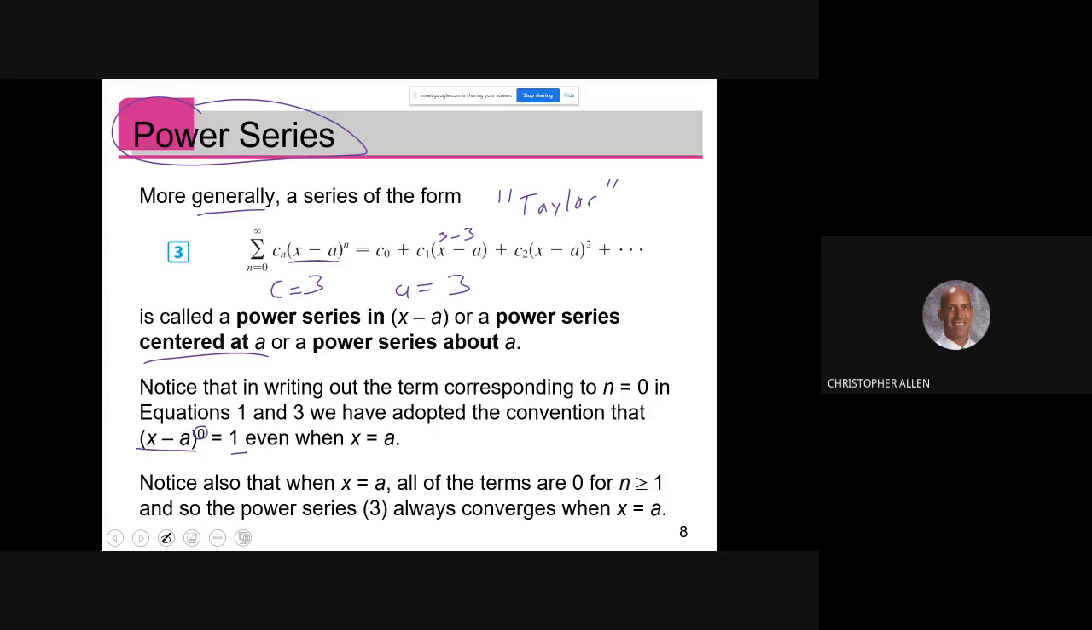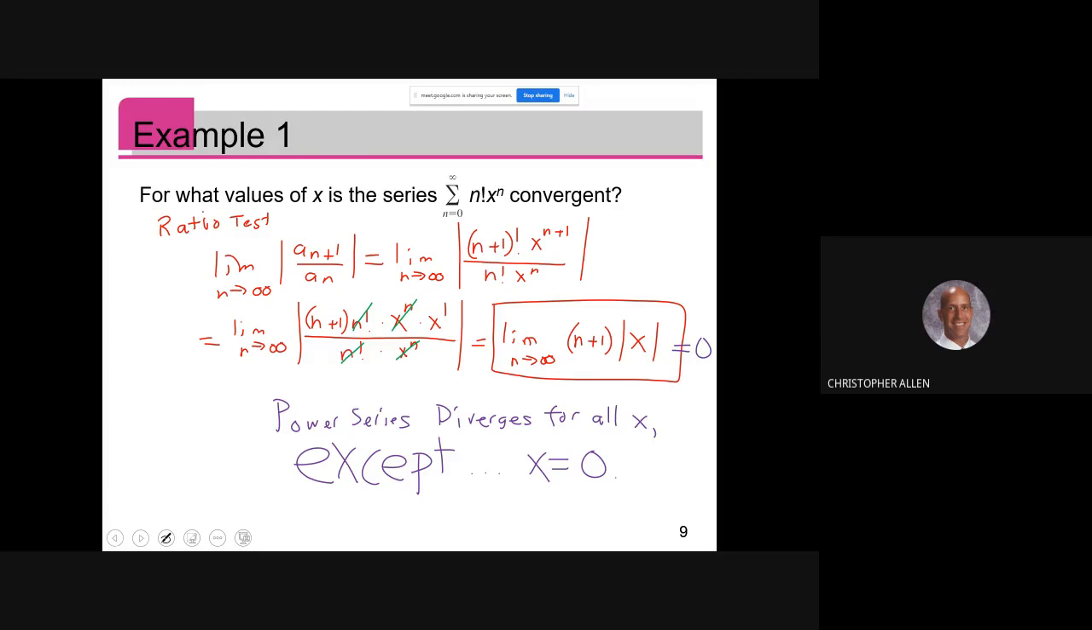Earlier, in the previous slide actually, I made a comment. I said that if our center was at 3 and x was also at 3, you'll have 3 minus 3. In fact, if we look at this example here, if we set x equal to 0, what are all the terms going to be? 0. And what's 0 plus 0 plus 0 infinitely many times? It's 0. This is an important fact.